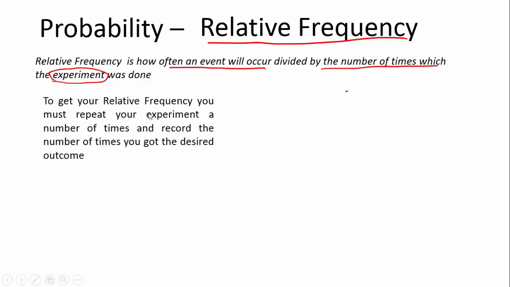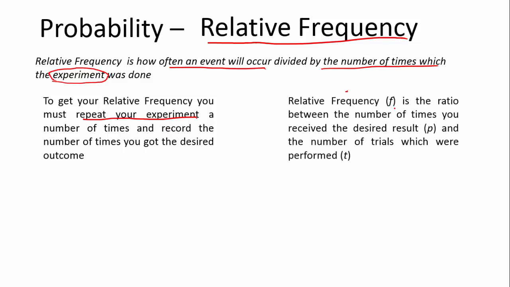To get your relative frequency, you must repeat your experiment a number of times and record the number of times you got your desired outcome. So you must repeat your experiment. Relative frequency we're going to give as an F. Frequency is an F.